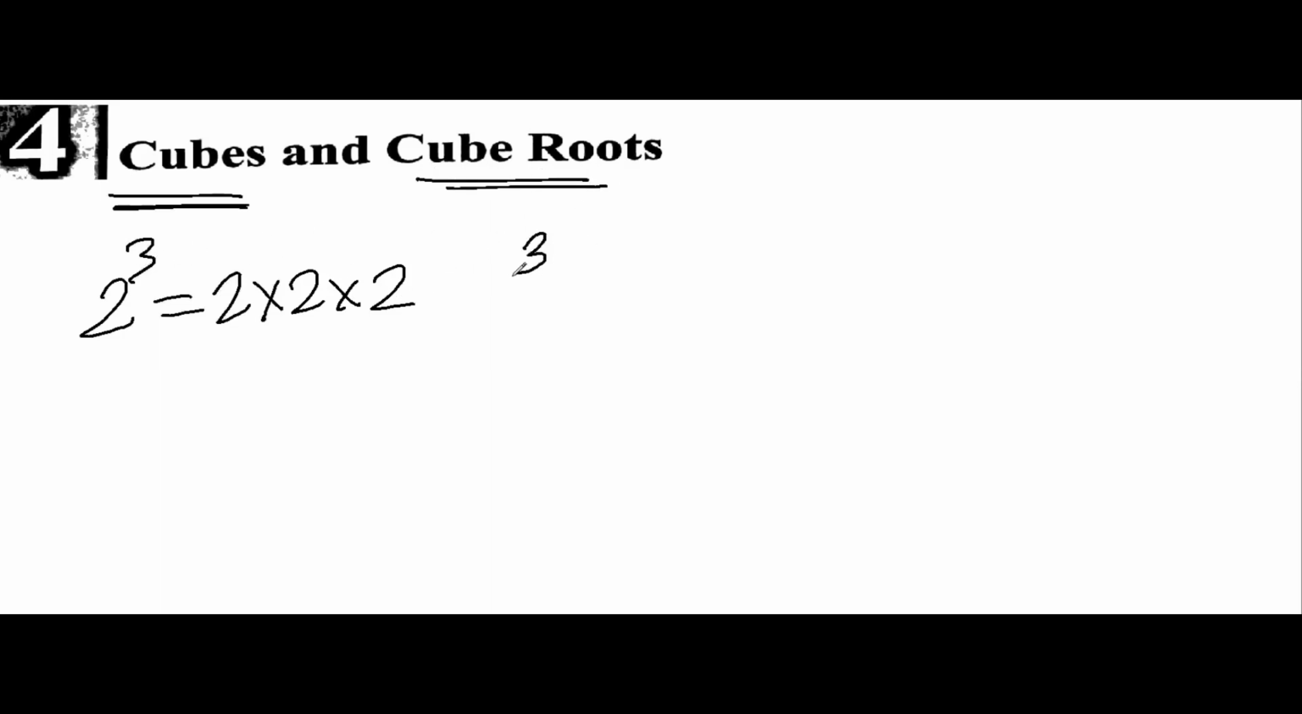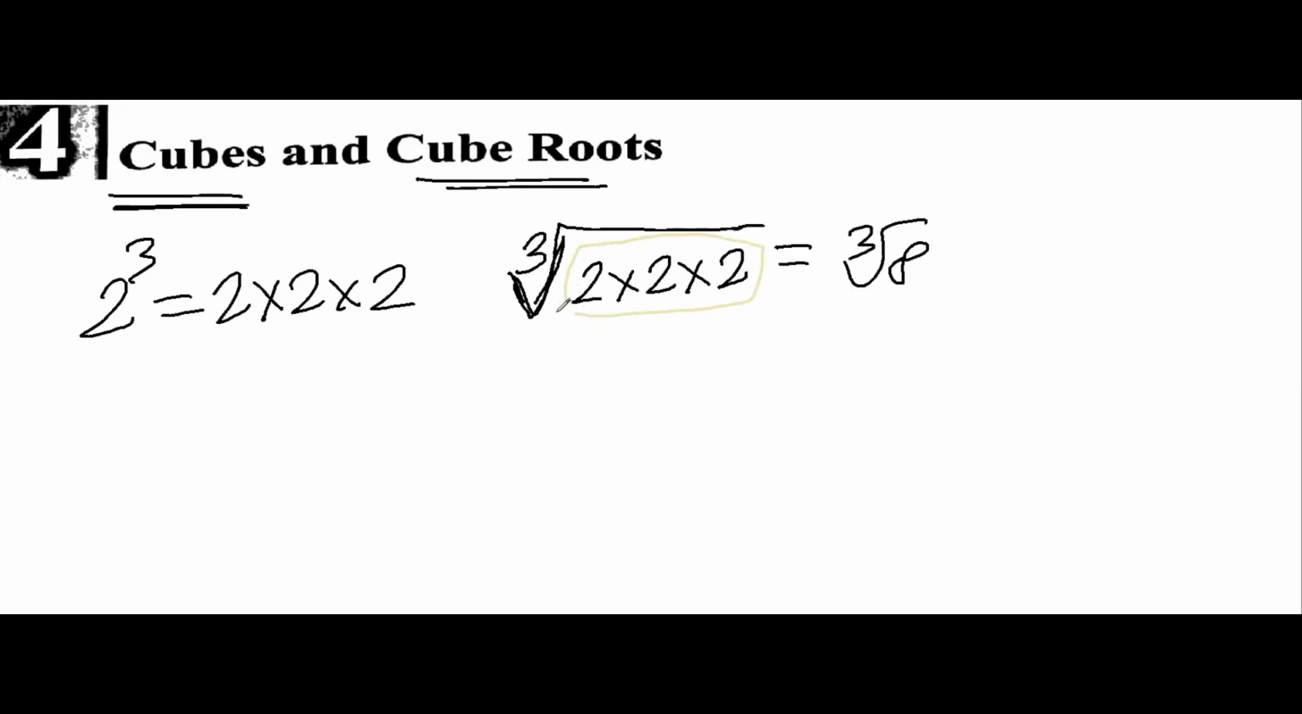Cube root means if I am writing this symbol and this 3 inside this radical, okay, and if it is 2 into 2 into 2, that is 8. I can even refer to this as cube root of 8. Then you have to group this into 3, and the answer of this will be 2. Okay, this is what cube and cube root are.